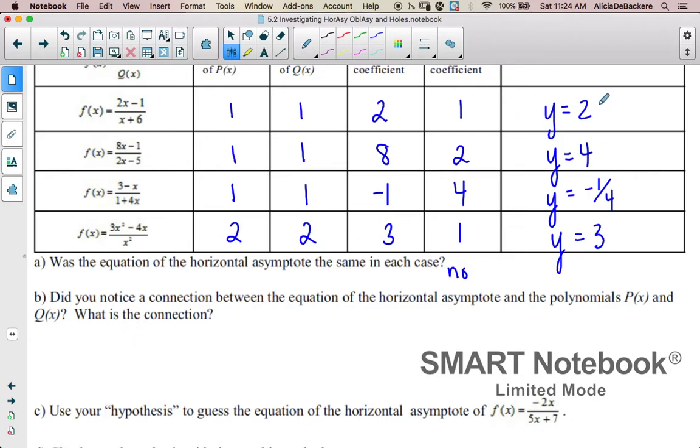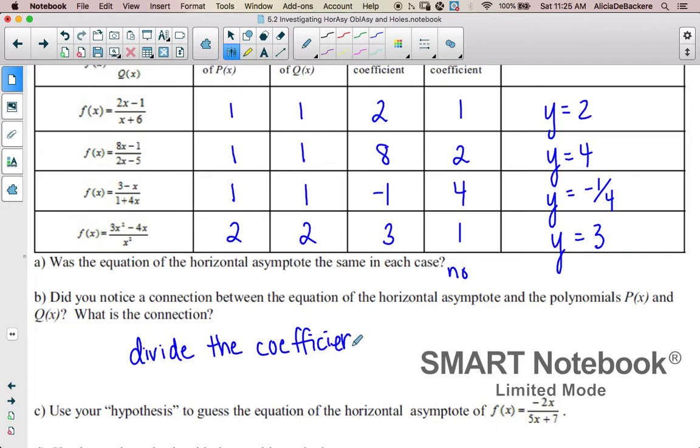Yeah, it looks like to come up with these numbers for the horizontal asymptote, you just take the lead coefficients and divide them. 2 divided by 1 is 2, 8 divided by 2 is 4, -1 divided by 4 is -1/4, and 3 divided by 1 is 3. So I think we just divide the coefficients.